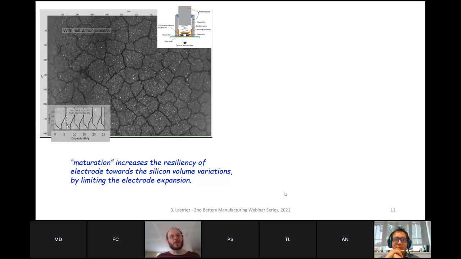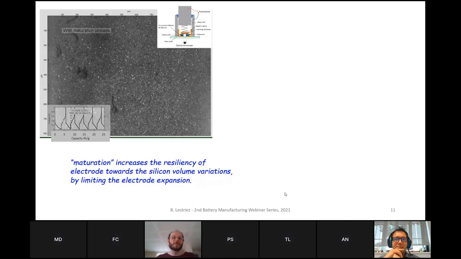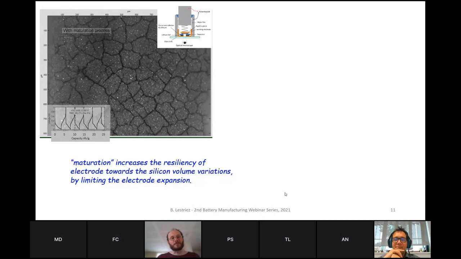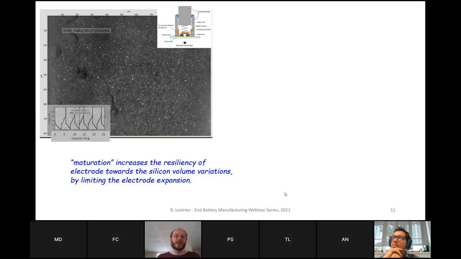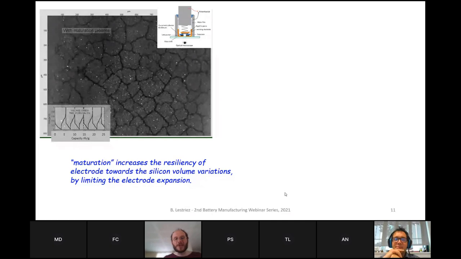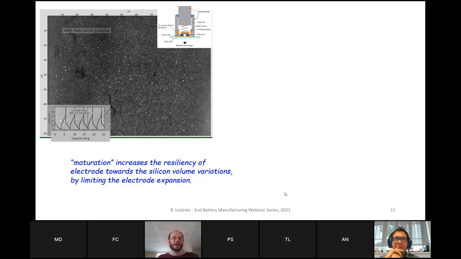But what is very impressive is to see that the cracks simply close and reopen exactly at the same places, very reversibly. So that shows that the maturation increases the resiliency of the electrode towards the silicon volume variations. And this is very impressive, at least to me.